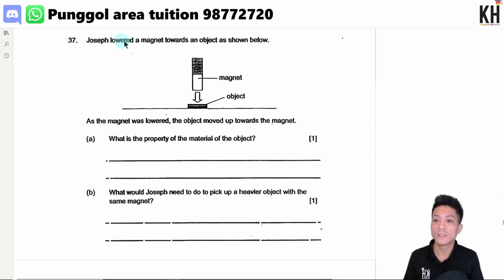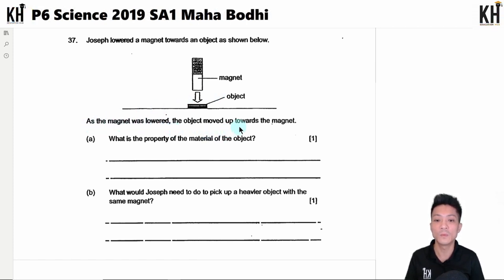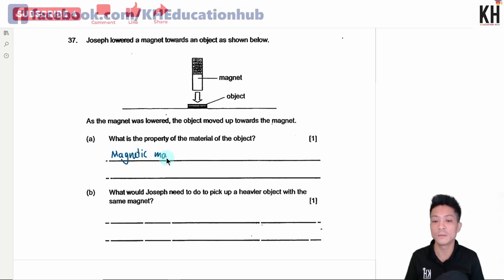Okay, question 37. Joseph lowered a magnet towards an object as shown below. So there is a magnet and it is being lowered towards an object. As the magnet was lowered, the object moved up towards the magnet. What is the property of the material of the object? So this probably suggests that it is a magnetic material.